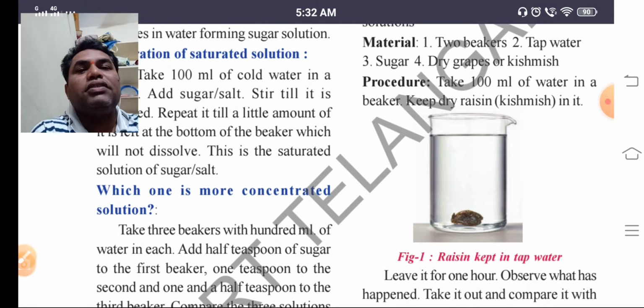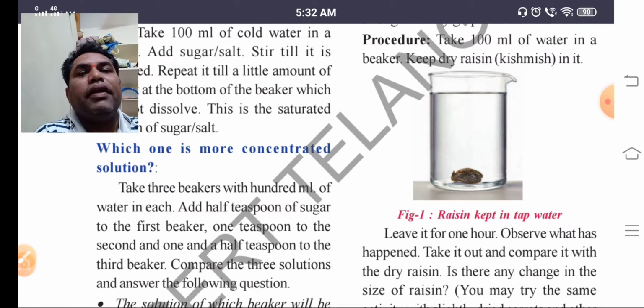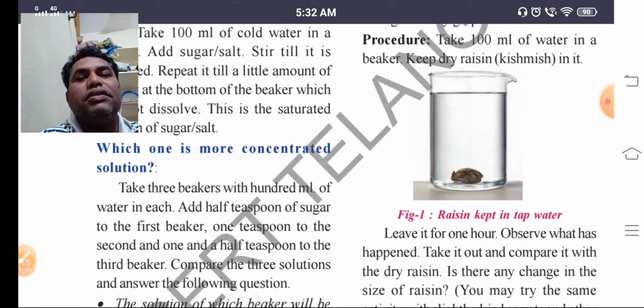Which one is the more concentrated solution? For this purpose, take 3 beakers with 100 ml of water in each. Add a half teaspoon of sugar to the first beaker, 1 teaspoon to the second beaker, 1.5 teaspoons to the third beaker. Compare the 3 solutions and answer the following questions.